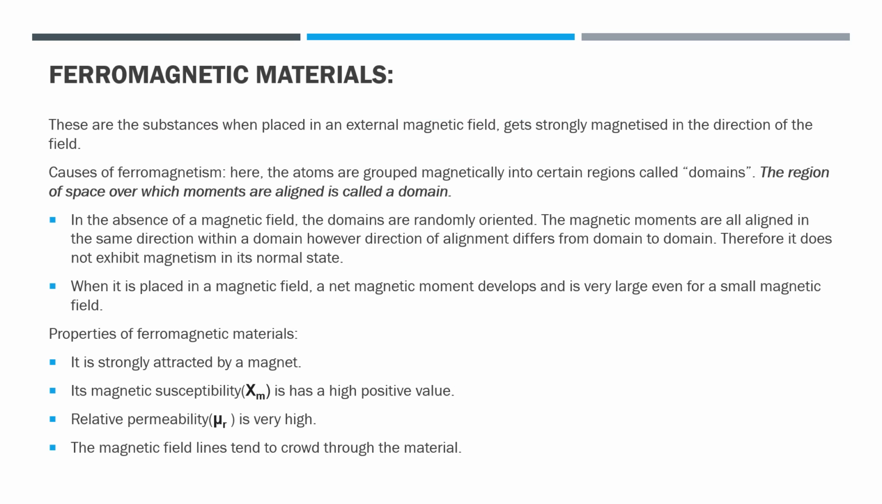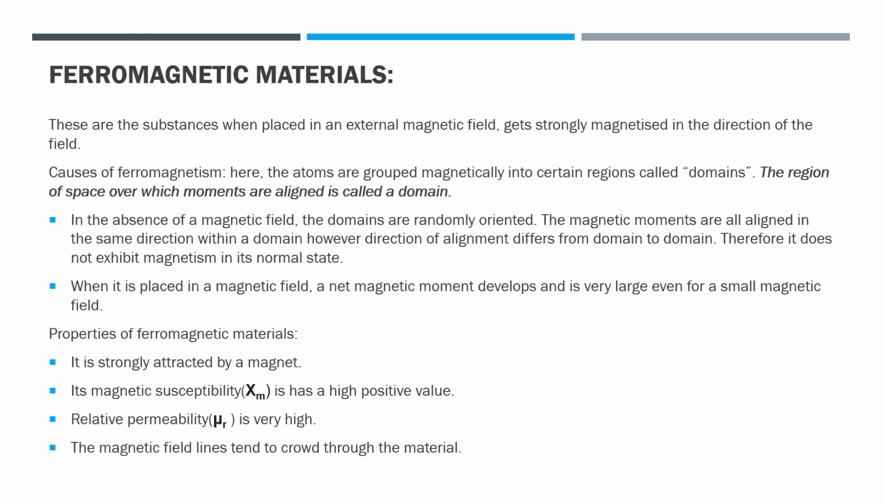And now we will be talking about ferromagnetic materials. This is similar to paramagnetic materials in the sense that they both get magnetized in the direction of the field. However, the degree of magnetization here is very large in comparison to paramagnetic materials.